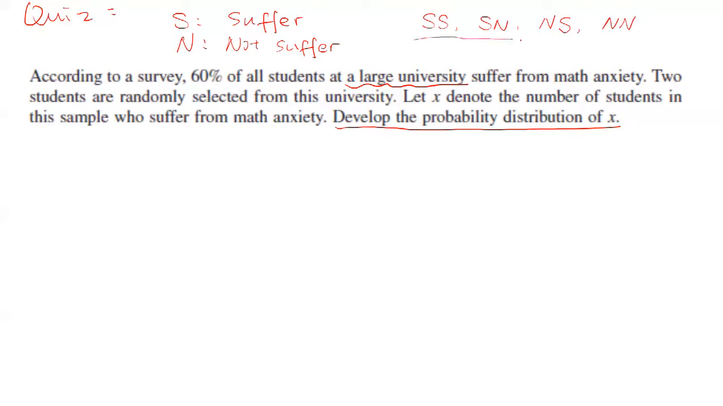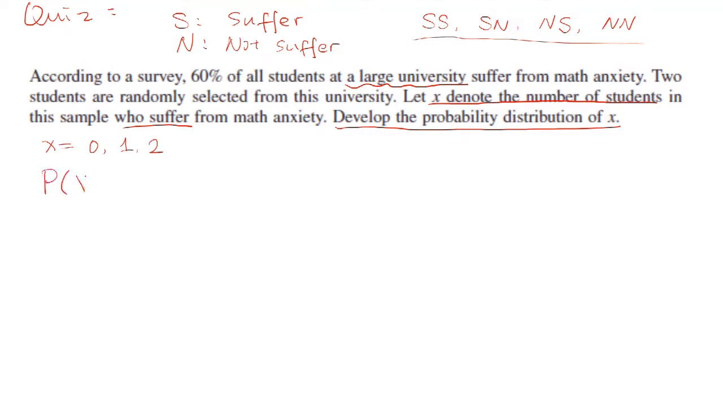There are only 4 possibilities, right? And here it tells you X denotes the number of students in this sample who suffer. That means X could be 0, or 1, or 2. That means we can have 0 students suffer, or only 1 student suffer, or both of them suffer. X can only be assigned these 3 values, right? And the next step is to calculate the probability corresponding to each value, right?